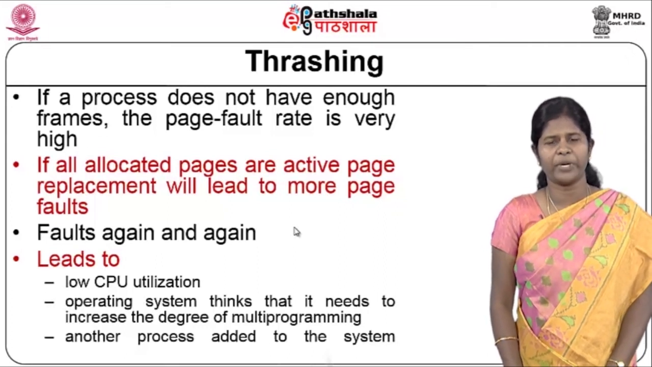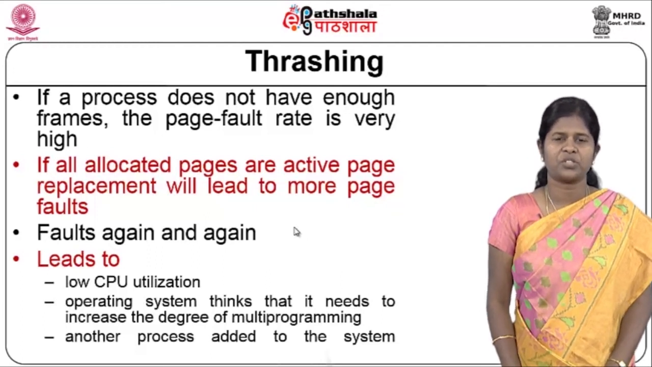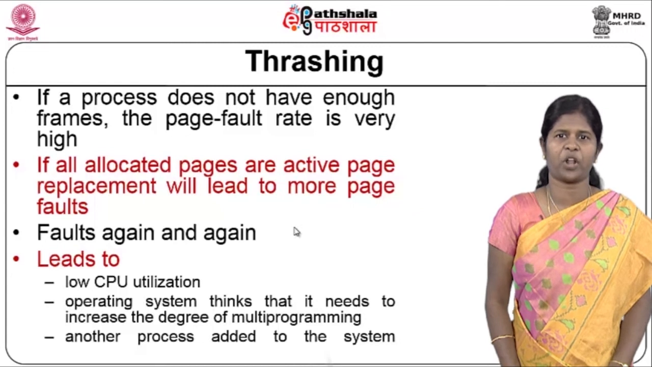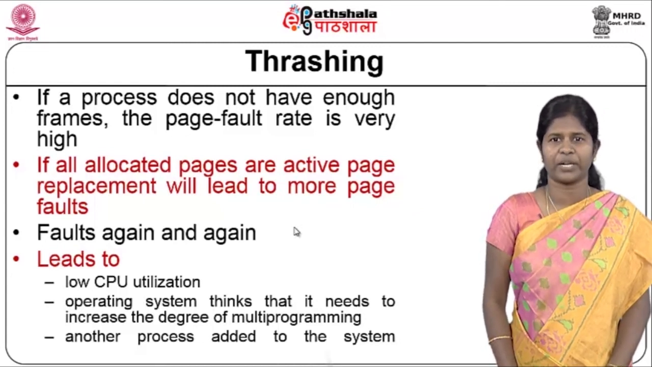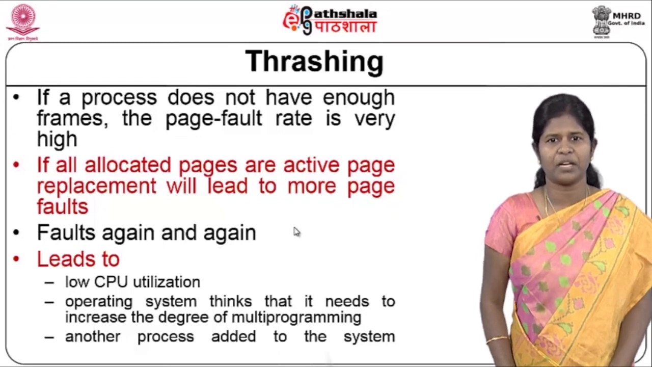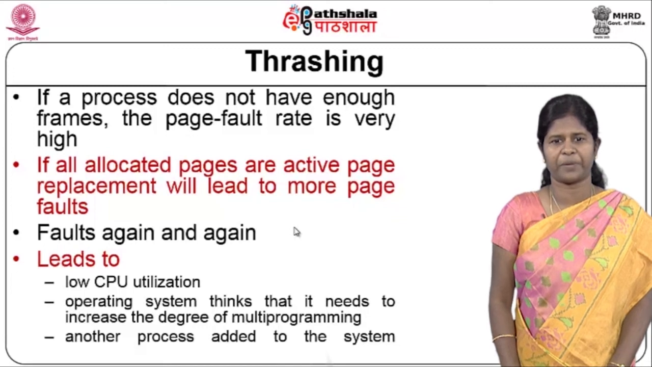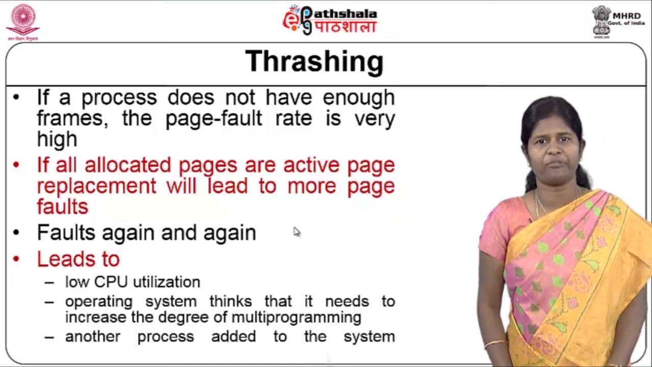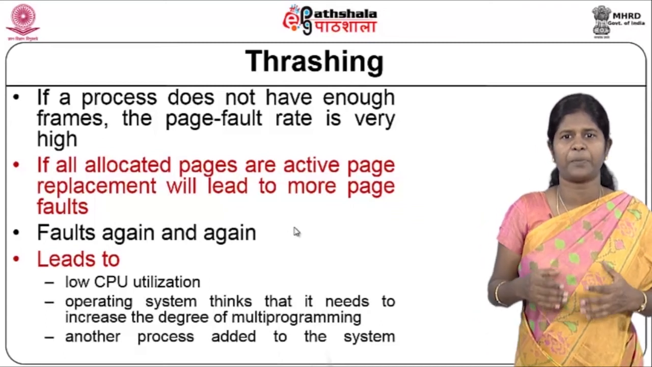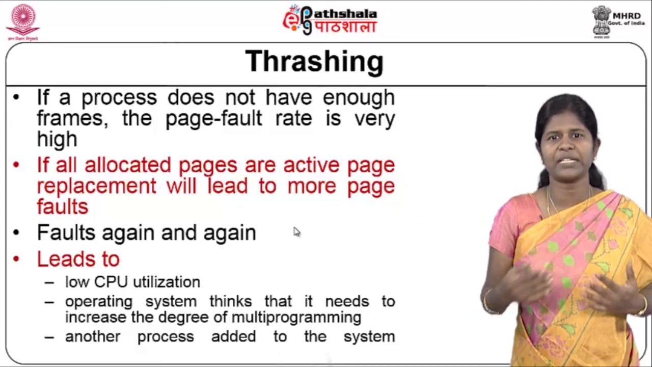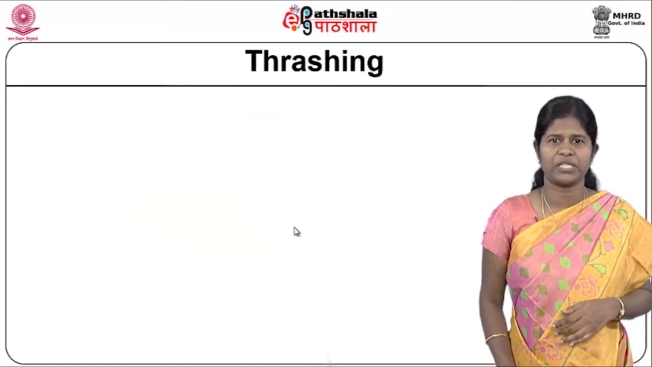So, now what does the operating system think? It thinks that the CPU utilization is less, so maybe there are not enough processes to execute and hence the CPU is not utilized. And hence the operating system will try to increase the degree of multiprogramming. What is the degree of multiprogramming? It is the number of processes that are kept in memory at a particular time. So, in increasing the degree of multiprogramming, it will add another process to the system.